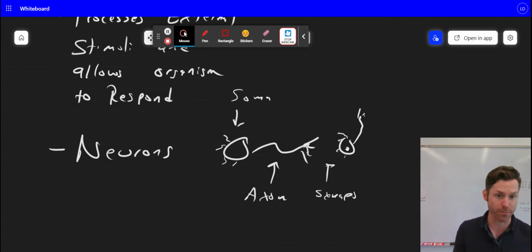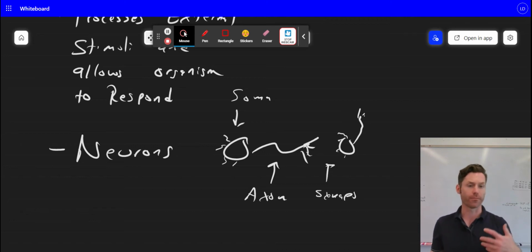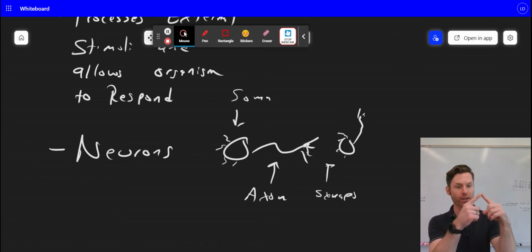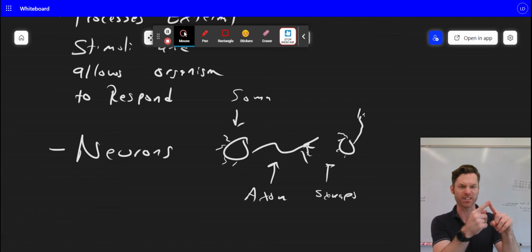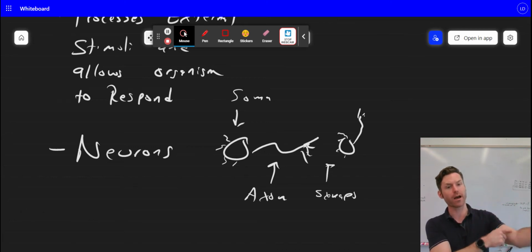That triggers the same response in that neuron, and the process is repeated over and over again to send and receive signals. Right? So if I poke my finger, I can feel that. That is the triggering of an initial neuron in my finger. It's sensitive to touch.